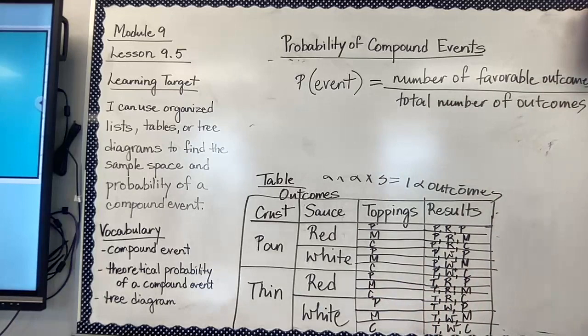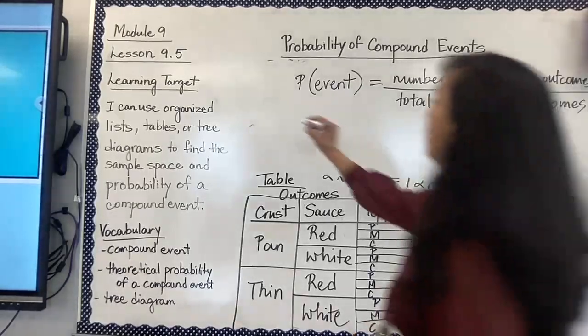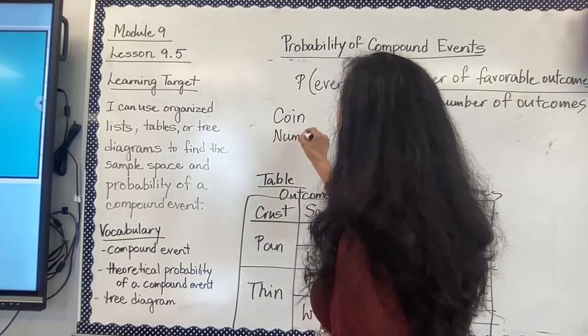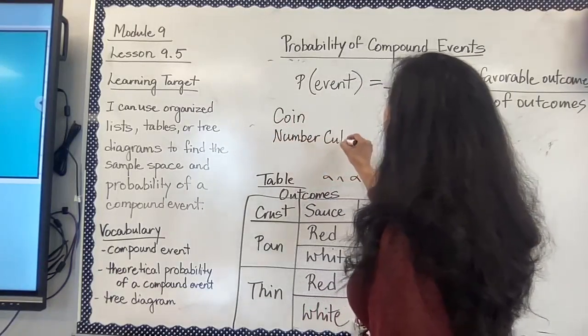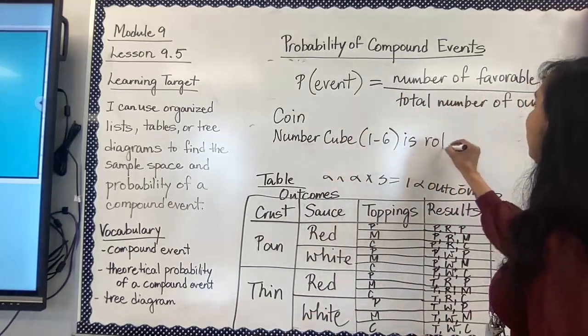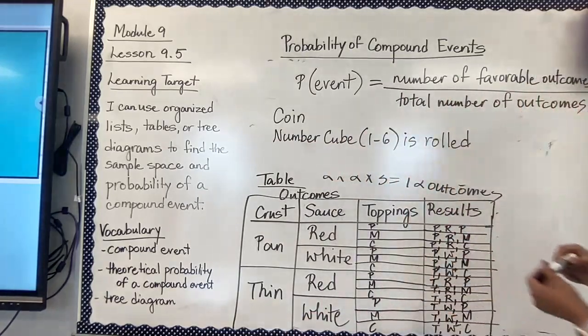All right. So if a coin is tossed, let's look at this. A coin is tossed, then a number cube labeled 1 through 6 is rolled. So these are my compound events.